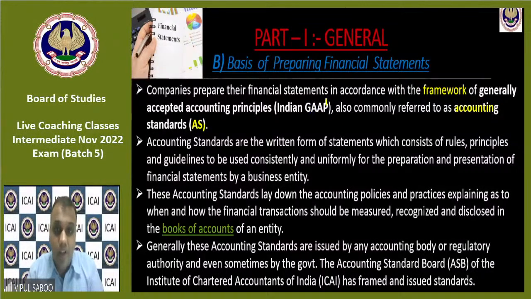Indian GAAP. Generally accepted accounting principles. Indian GAAP, they are known as accounting standards. What are accounting standards? Written form of statements which consist of rules. Rules is you have to follow whatever is written. Principles, siddhant, which are usually universal, and guidelines to be used consistently. Consistently means lagatar, year after year, and uniformly. Uniformly means same for every transaction and event.